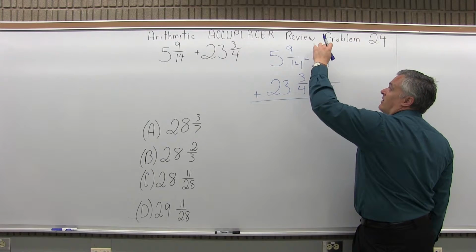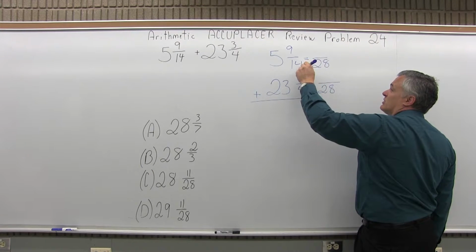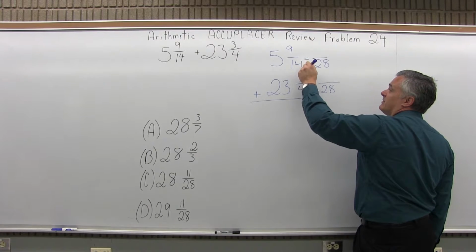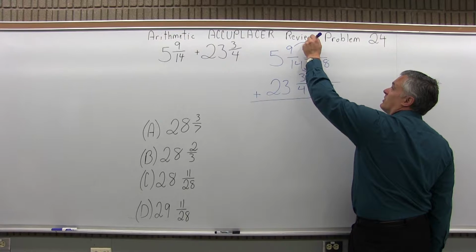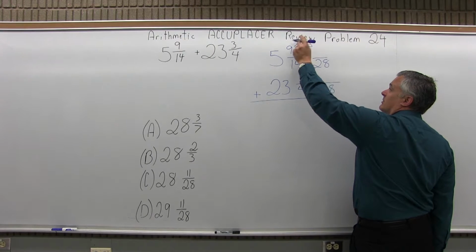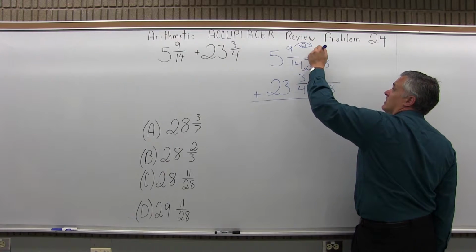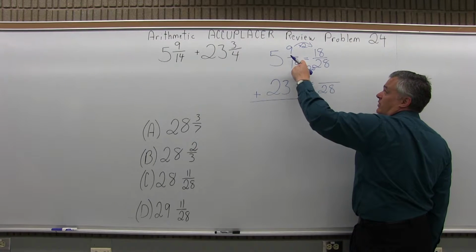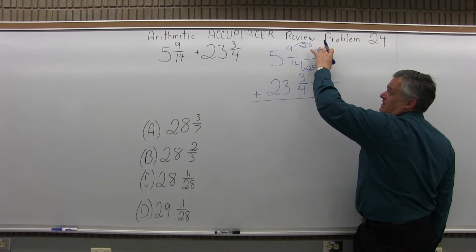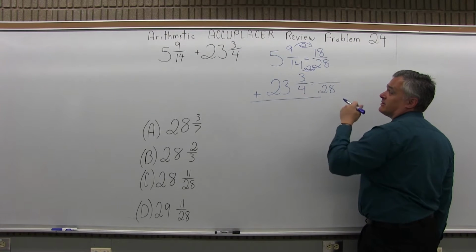So now fill in the numerators. So something times 14 made it 28. It was 14 times 2 is 28. So the numerator must be multiplied times the same amount. 9 times 2 will be 18. So 18 over 28 is equivalent to 9 over 14. It's just in a form now where I can combine it easily with the other fractions.